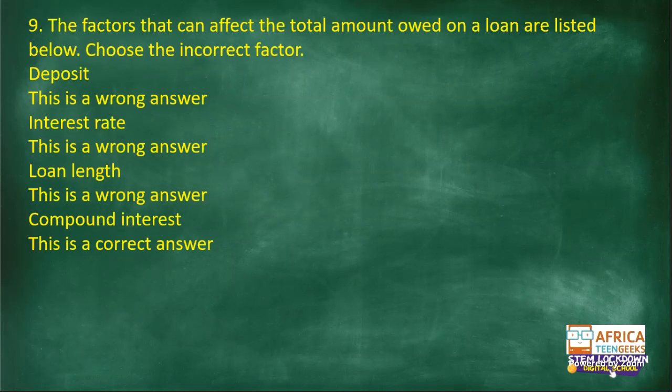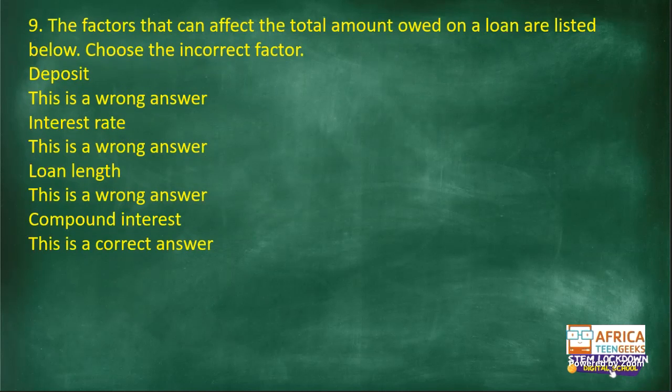So compound interest rate will not affect the amount owed on a loan. But the deposit will definitely affect the amount, in a sense that the higher the deposit, the lower the loan amount. I'm sure that you will agree with me that had you paid more than 15%, let's say 30%, for instance, then that will reduce your loan amount. So it does have an impact on the total amount which is owed on a loan.